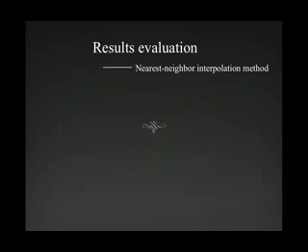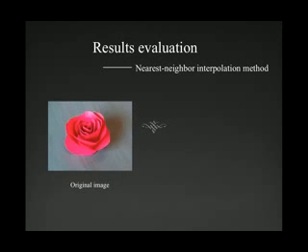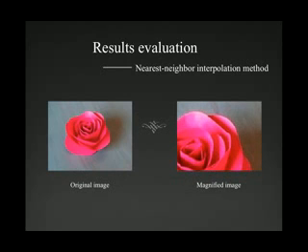Next, I'll evaluate the results of nearest neighbor interpolation method. This is the original image, and this is the magnified image by using nearest neighbor interpolation methods. We can find that after zooming by using nearest neighbor interpolation algorithm, the image becomes very blurred. There are a lot of big sawteeth at the edge of the flower. We can hardly recognize the details. This means when the image is scaled up, it loses a lot of pixels.